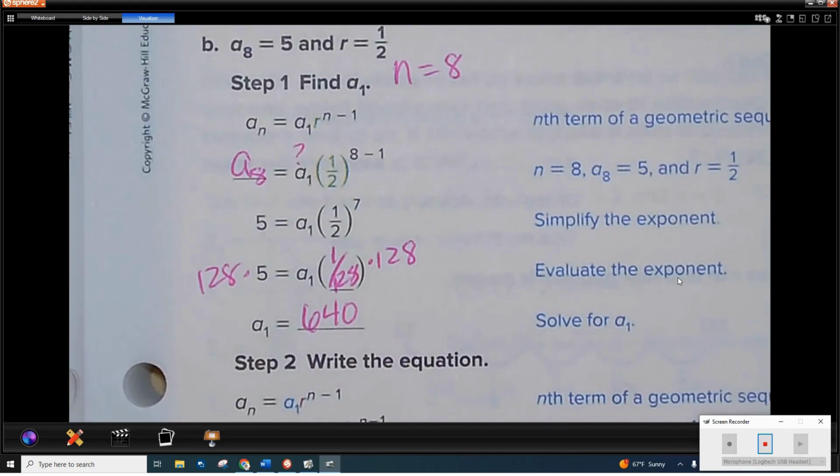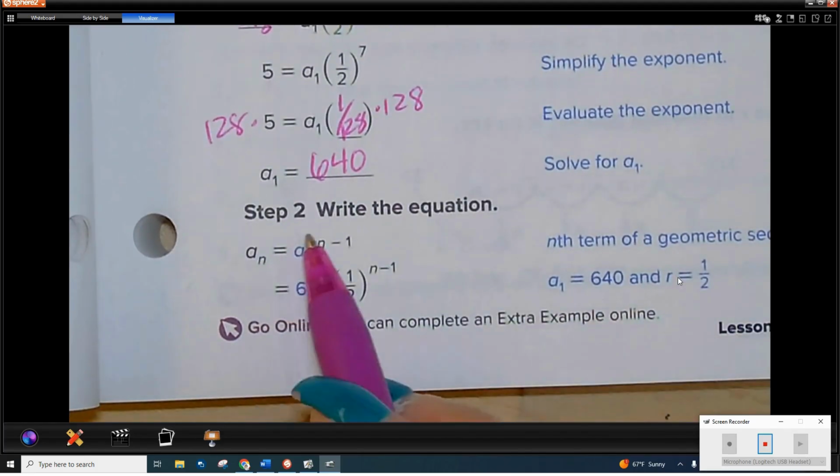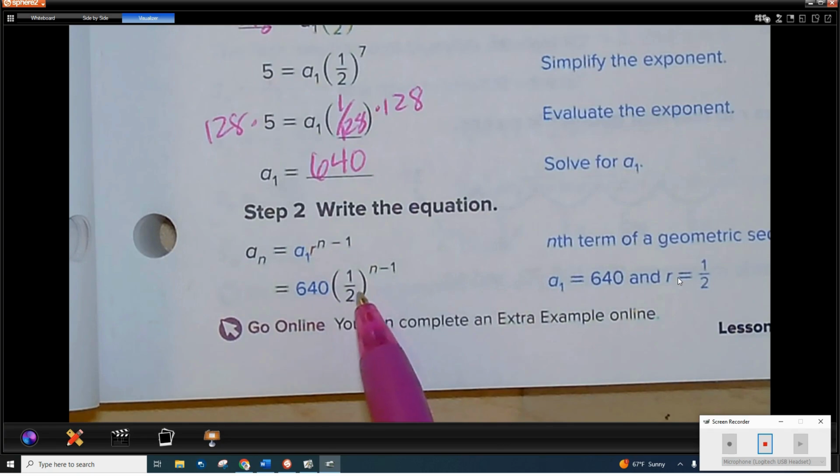Now to finish the equation, we write A1, 640, 1/2 to the n minus 1.